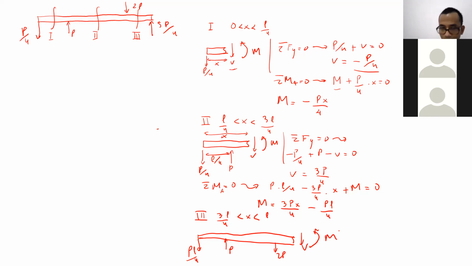But at the same time, this one is becoming more complicated. So there is another way to do the third section. We can choose to do the right side instead of the left side. If we do the right side, it will become like this: 5P over 4. That's it. Do you get it?